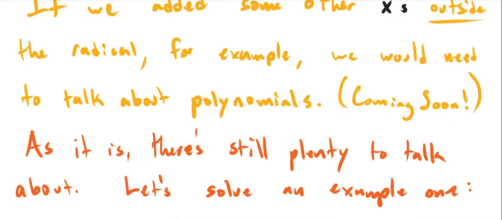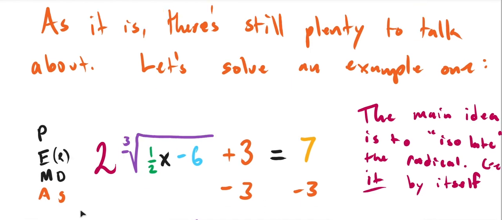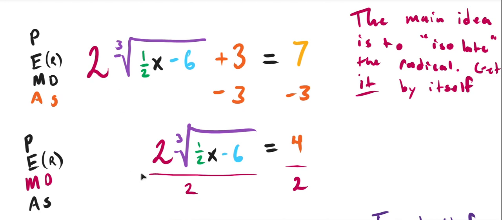As it is, this kind of simplified example still gives us plenty to talk about, so let's look at an example of one. Now, the main idea here is we want to isolate this purple term. We want to isolate the radical itself so that we can get rid of it by using inverse operations. So starting on the bottom here with any addition and subtraction outside of the radical, here we have a plus 3, I minus 3 from both sides to get rid of it. Now we get rid of its coefficient, which is a 2, by dividing by 2 on both sides.